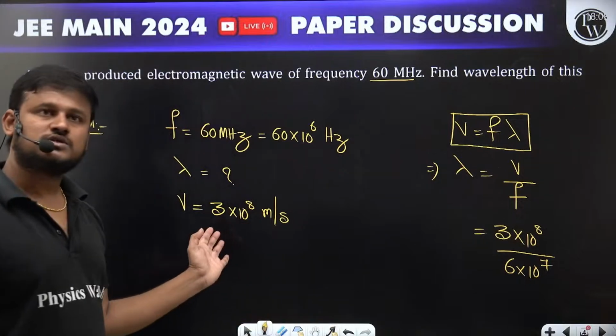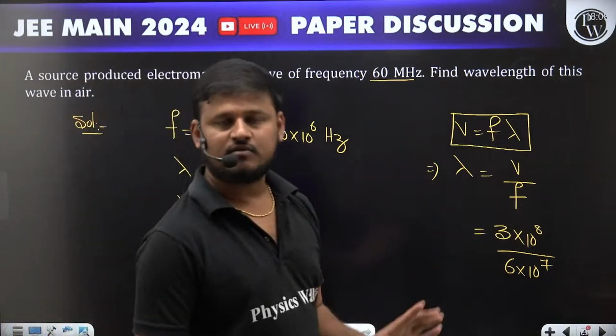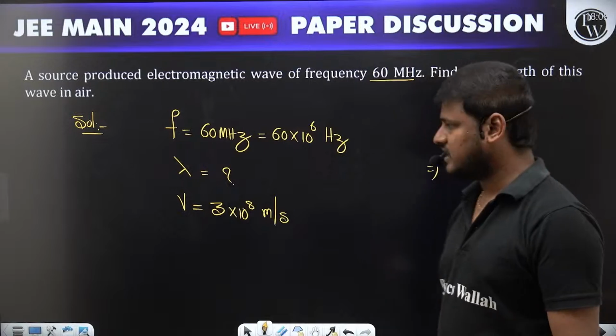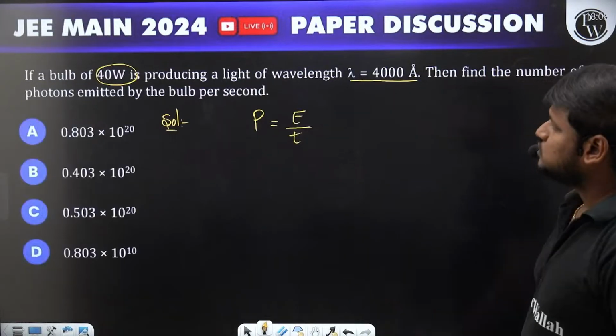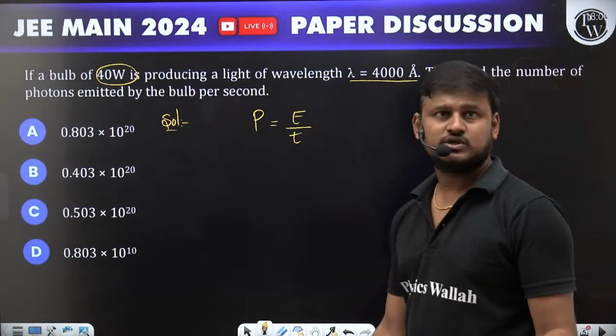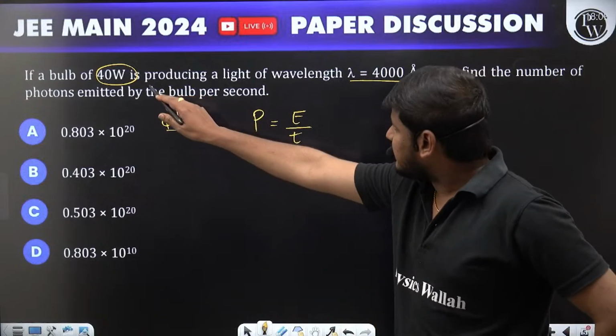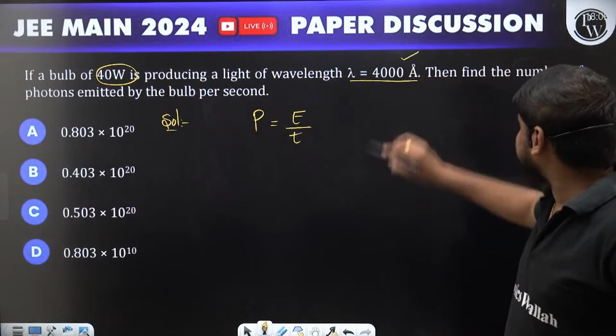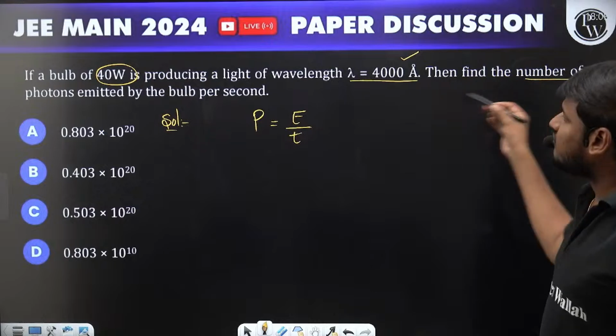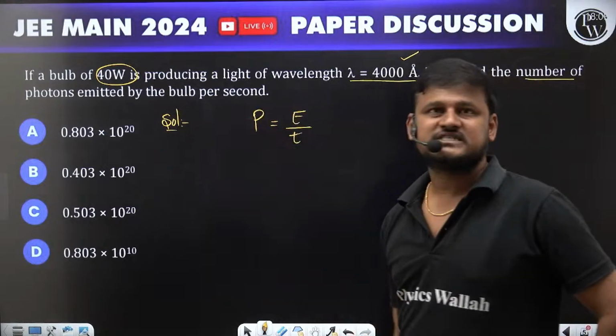So whatever the two questions that I discussed, they are just formula based questions. Okay, chalo. So the third question, it's also the easiest one. The power is given and the wavelength is given. They are asking the number of photons emitted by the bulb per second.